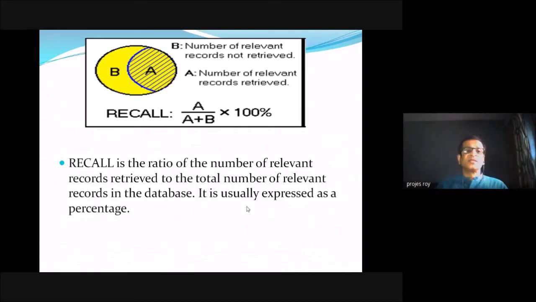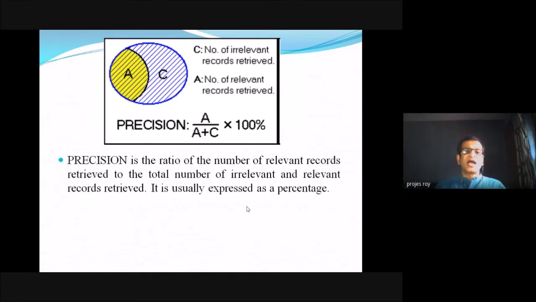Here you can see precision. Precision is the ratio of the number of relevant records retrieved to the total number of relevant and irrelevant records retrieved, usually expressed as a percentage. Here you can see the number of relevant records retrieved. Now here, precision is A by A plus C into 100%. This is the basic concept of precision.